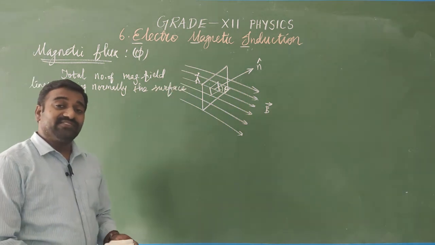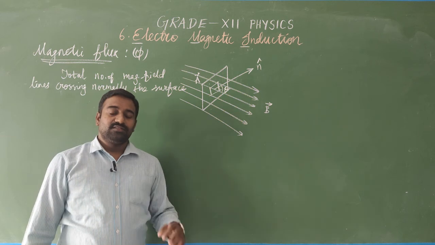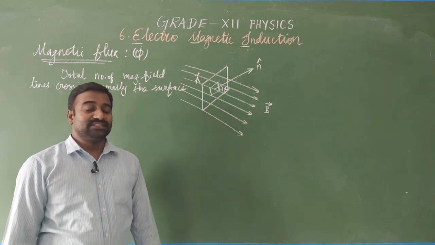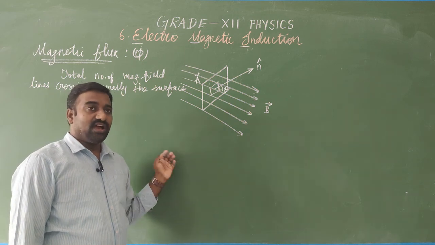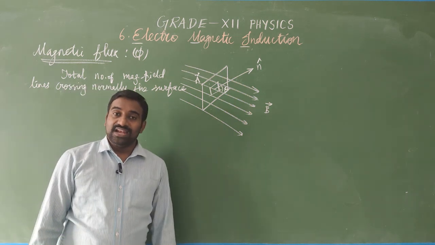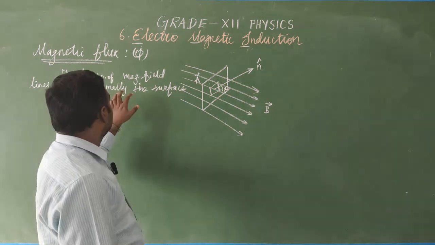Okay, already we have studied electric flux. In the first two lessons, electric flux is nothing but, in a given external electric field, how many field lines are crossing a particular area. That is called electric flux. Now we are going to study magnetic flux.